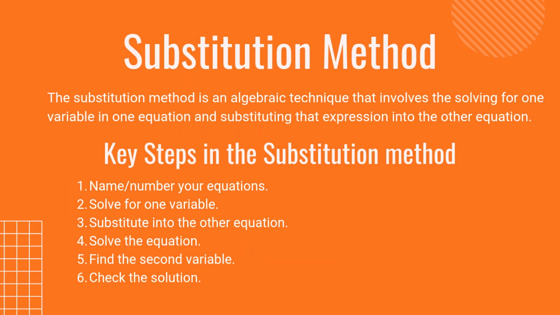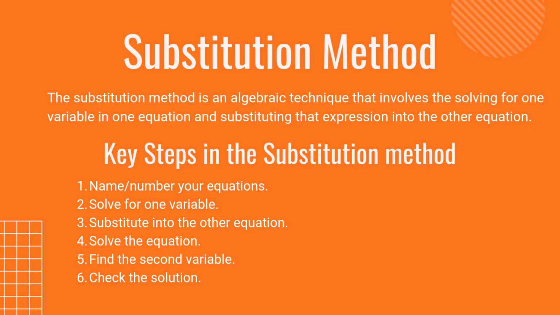So now, the substitution method is an algebraic technique that involves solving for one variable in one equation and substituting that expression into the other equation. The key steps in the substitution method are: 1. Name or number your equations. 2. Solve for one variable. 3. Substitute into the other equation. 4. Solve the equation. 5. Find the second variable. And finally, 6. Check the solution.